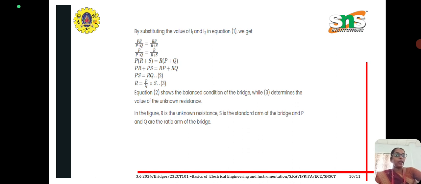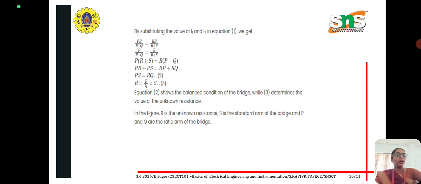On simplifying the equation, we get the unknown resistance value R as P by Q into S. Here P, Q and S are the known resistances and the variable resistance, and R is the unknown resistance. So the value of the unknown resistance is obtained, and we have also obtained the bridge condition.